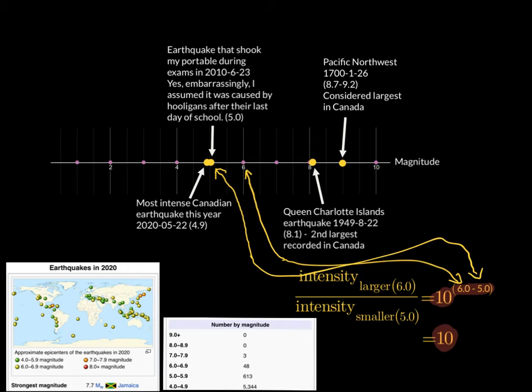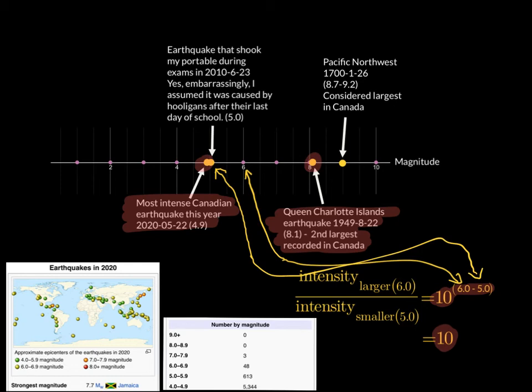All right, let's quickly check your understanding. The most intense Canadian earthquake this year happened on May 22nd, and that had a magnitude of 4.9. In 1949, there was an earthquake, considered the second largest recorded in Canada. That had a magnitude of 8.1. How much more intense was the 1949 earthquake than the 2020 earthquake? Of course, pause the video, do the work, and come back.